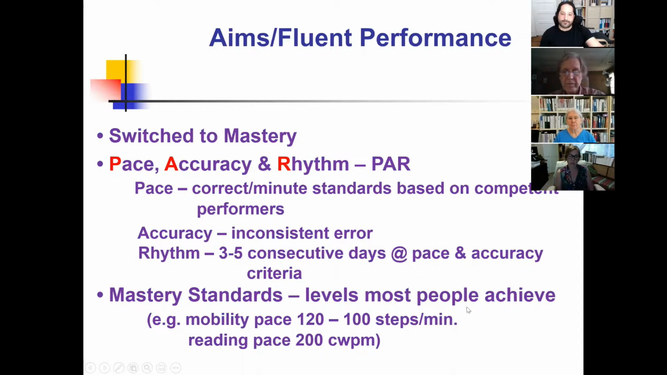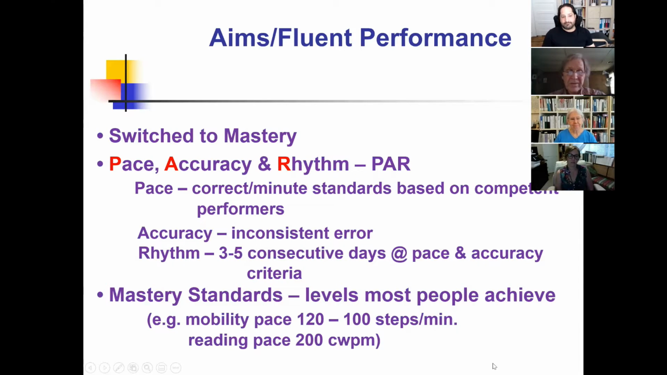These are the levels that most people achieve. A couple examples are mobility pace, which is 120 to 100 steps a minute. So a timer at a crosswalk is assuming that you're going to be able to get across that in a fairly standard period of time. Or reading pace is 200 correct words per minute. So if you're watching a foreign film and wanting to read the subtitles as they come by, you'll want to be reading at that pace.